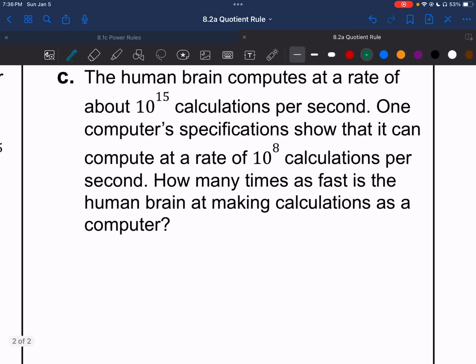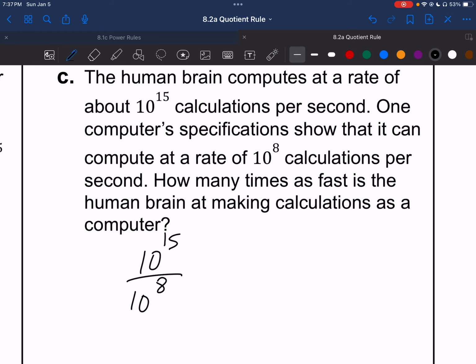All right, letter C. The human brain computes at a rate of about 10 to the 15th calculations per second. One computer's specifications show that it can compute at a rate of 10 to the 8th calculations per second. How many times as fast is the human brain at making calculations as a computer? So we need to set it up, and we've got human over computer. So it's going to be 10 to the 15th over 10 to the 8th.